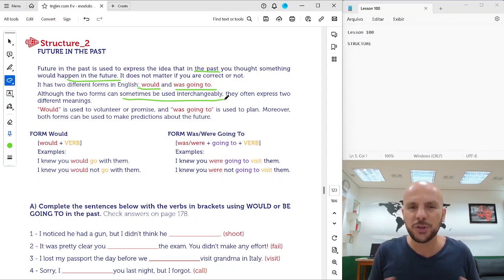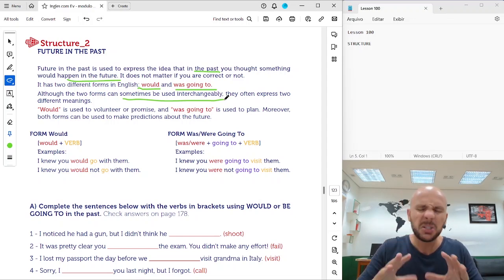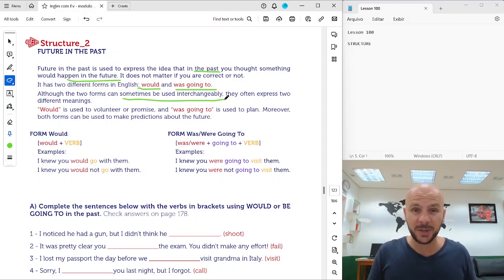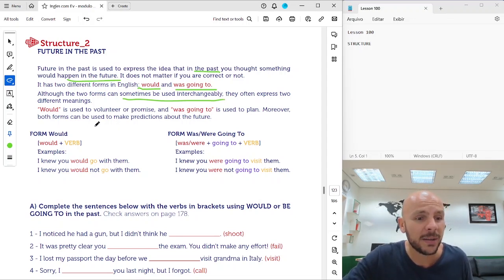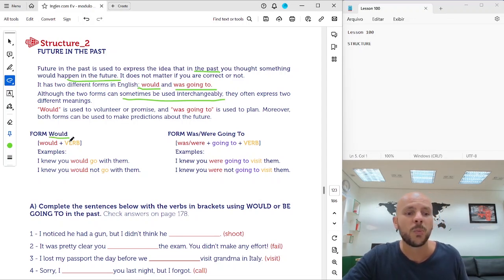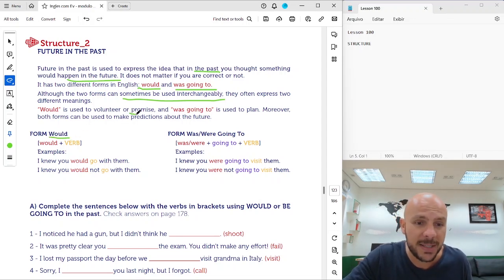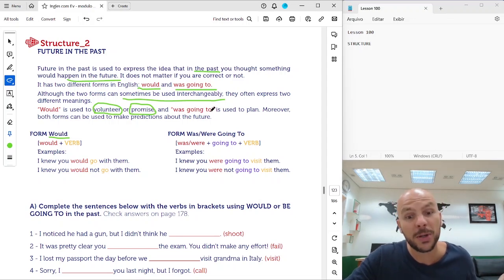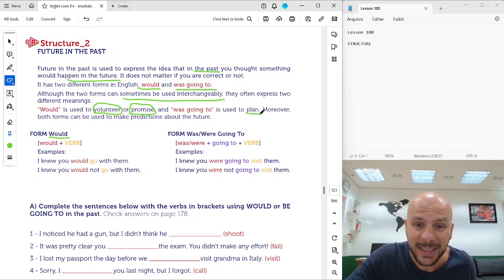I'm going to explain, to show you that there is a difference between them. But don't worry too much about it, because in daily conversations, people use them interchangeably, okay? But there is a difference between them. We use would when we talk about promises or when you volunteer to do something, okay? And we use going to or was going to when we talk about plans, okay?